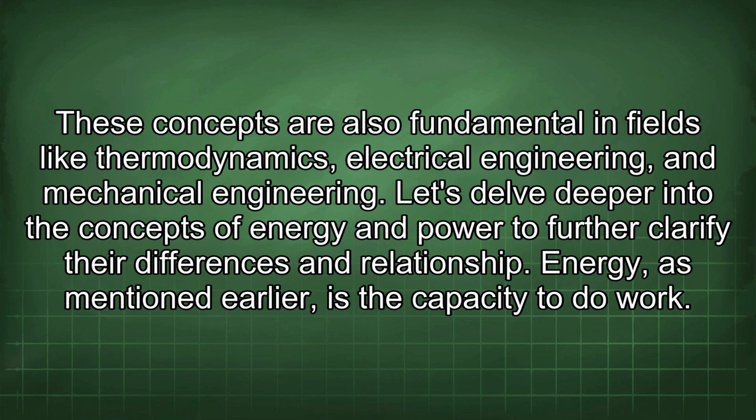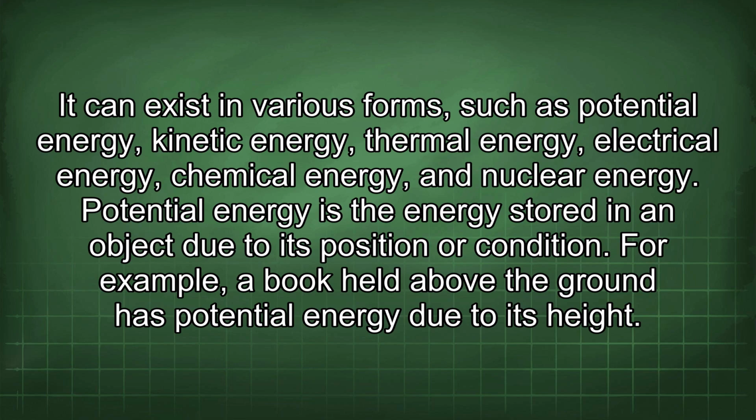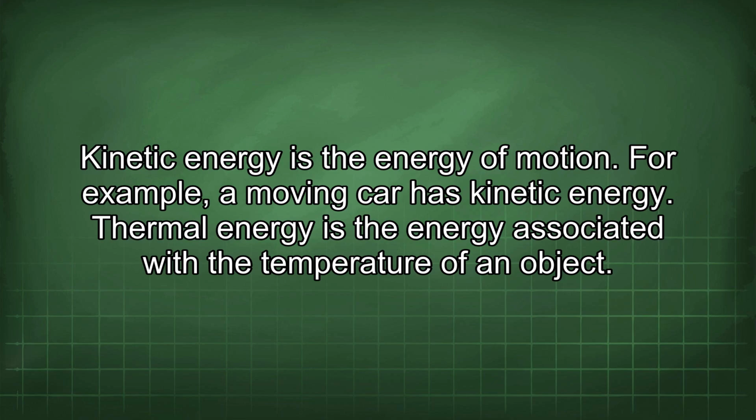Energy, as mentioned earlier, is the capacity to do work. It can exist in various forms such as potential energy, kinetic energy, thermal energy, electrical energy, chemical energy, and nuclear energy. Potential energy is the energy stored in an object due to its position or condition. For example, a book held above the ground has potential energy due to its height. Kinetic energy is the energy of motion. For example, a moving car has kinetic energy.